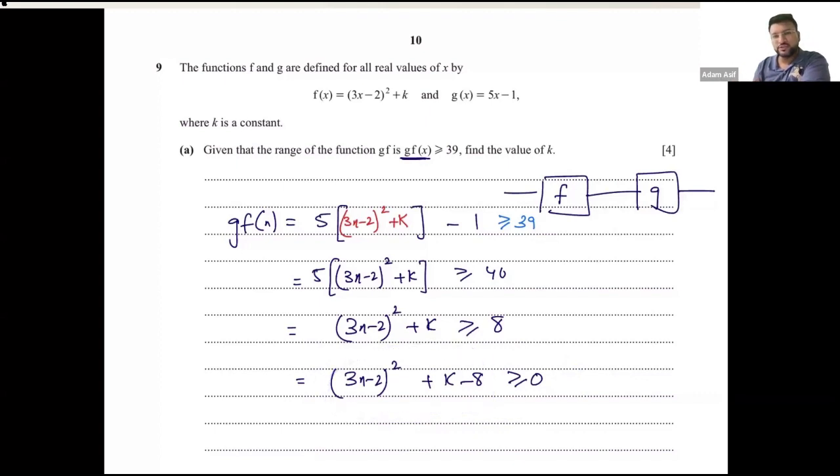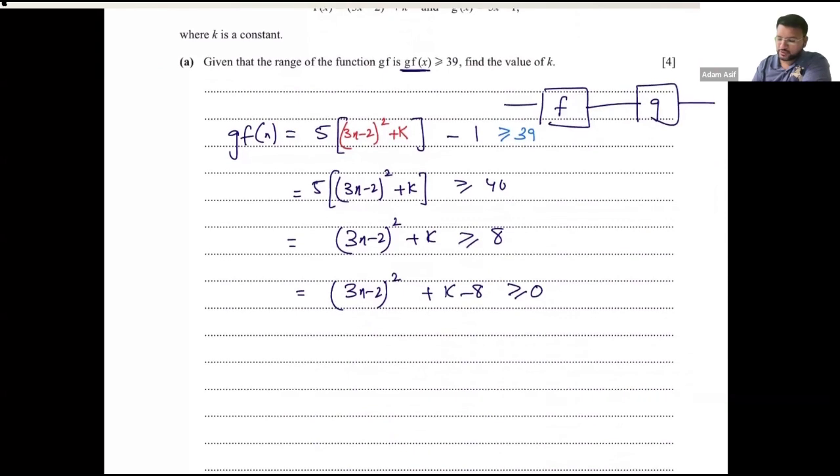तो इसकी range greater than equal to 39 जब होगी जब ये function greater than equal to 0 होगा, और ये वाला जो quadratic function है ये greater than equal to 0 कब होगा, जब ये वाली value greater than 0 होगी. So k minus 8 should be greater than equal to 0.